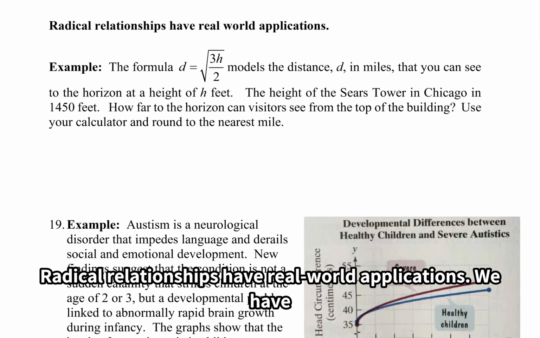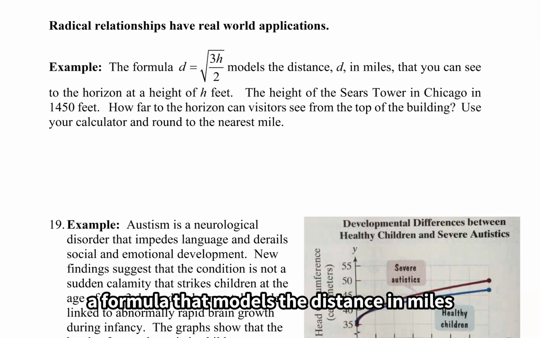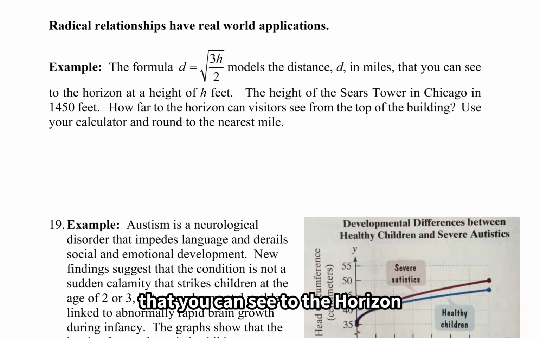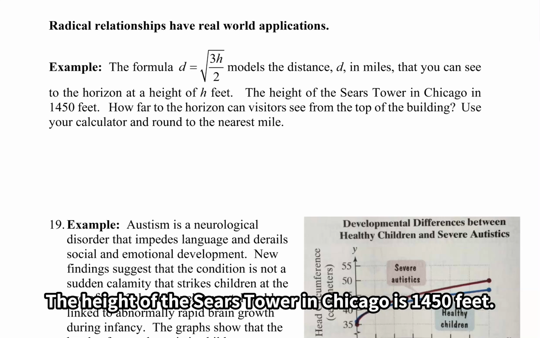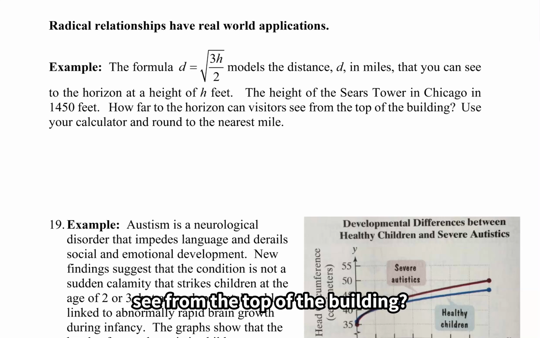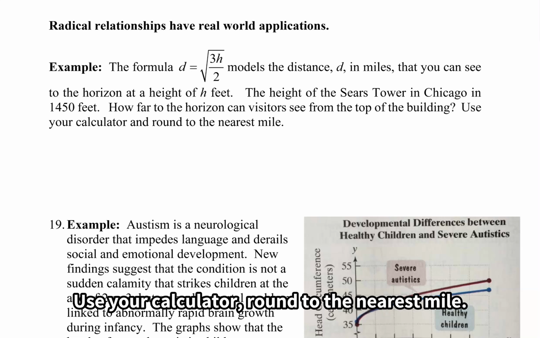Radical relationships have real-world applications. We have a formula that models the distance in miles that you can see to the horizon if we're standing at a height of h feet. The height of the Sears Tower in Chicago is 1,450 feet. How far to the horizon can visitors see from the top of the building? Use your calculator, round to the nearest mile.